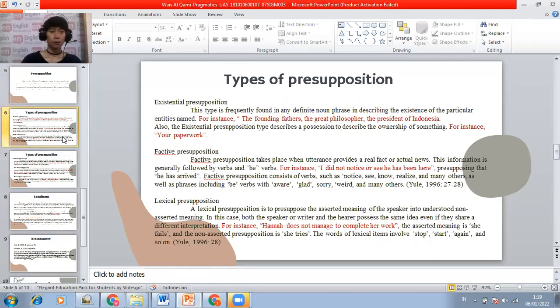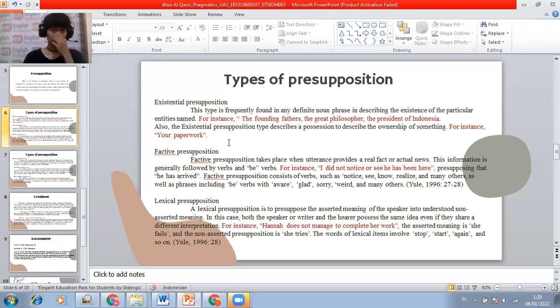Okay, I have types of presuppositions, how to identify and analyze the utterance when it contains a presupposition or not. The first, the types of presuppositions. Existential presuppositions. These types are frequently found in any definite noun phrase in describing the existence of a particular entity's name. For example, the founding fathers, the great philosopher, and the president of Indonesia. So the here is the noun phrase or definite noun phrase.